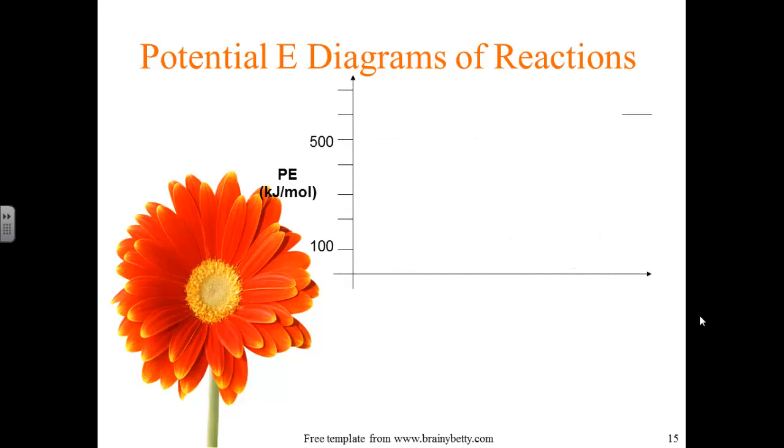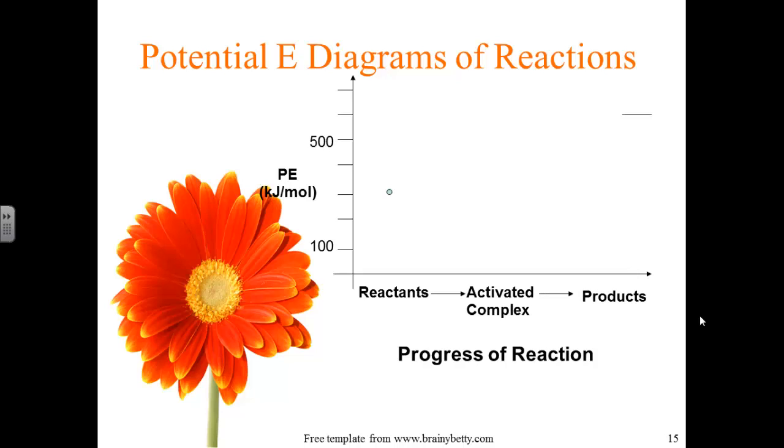We will keep potential energy on the y-axis and keep the progress of the reaction on the x-axis. Reactants, activated complex, products. Reactants were at 300, activated complex is at 700, and there's the difference in making our graph. And the products were at 600. Connect your dots, draw your baseline, and now you can describe this reaction.